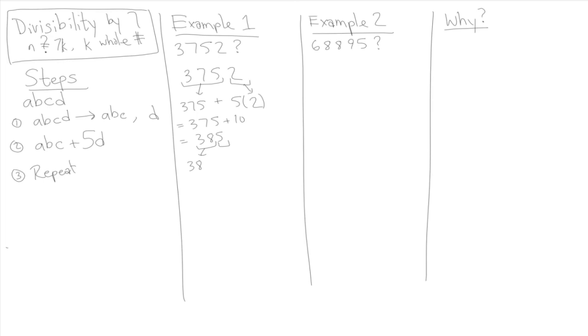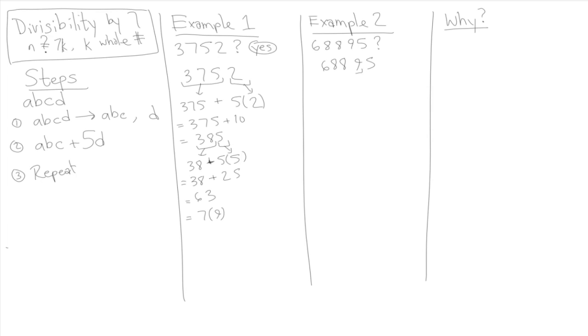The left 2 numbers form 38, and the last one is 5. We're going to multiply the last digit by 5 and add those together. 38 plus 25 equals 63, which we recognize is equal to 7 times 9. So that means that 3,752 was divisible by 7, because when we followed this process, we eventually led to a number that we knew was divisible by 7.